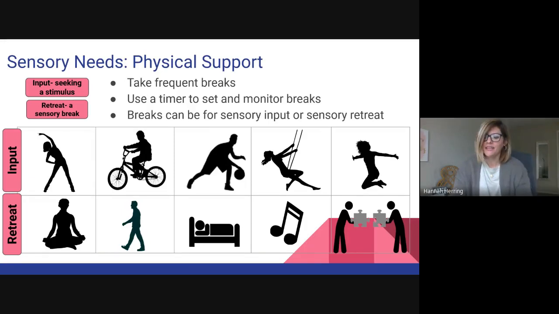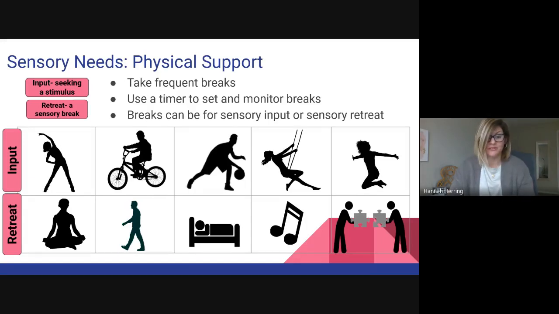And there's two main ways that you might think of a sensory break. Typically, there's input and then retreat. So input is whenever you're looking for a stimulus, some type of sensory seeking activity. And then a sensory retreat is basically a break. You might think of that as something like a more peaceful activity.